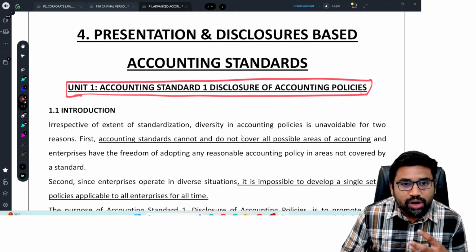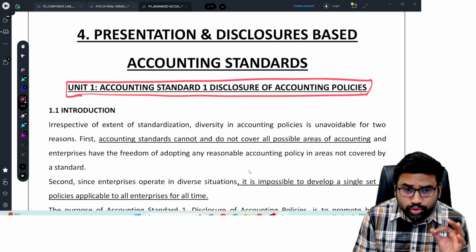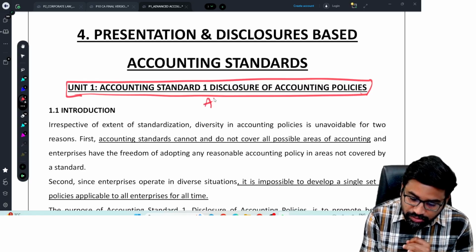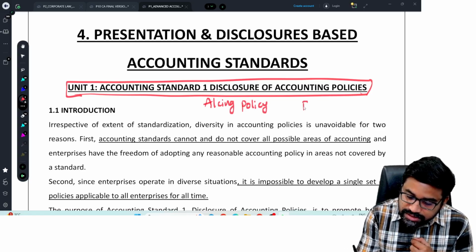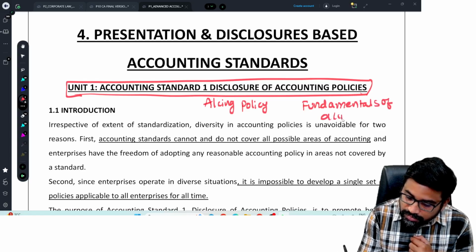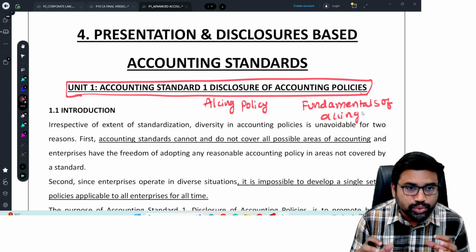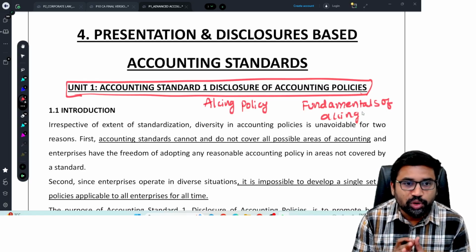See, first of all, what are we going to cover in this standard? There are two major things we need to cover. The first one is accounting policies. The second thing is fundamentals of accounting. If you read this standard, these are the two major areas we are going to cover. The first area is accounting policy.